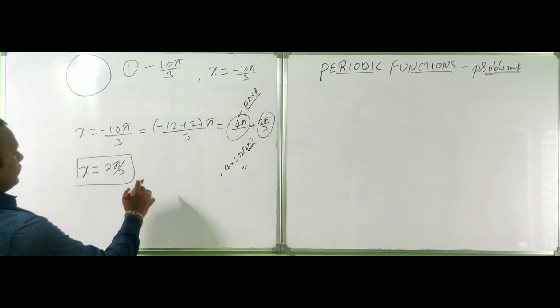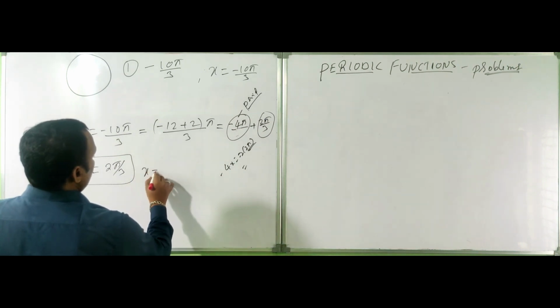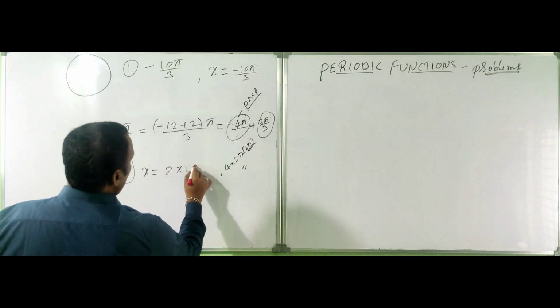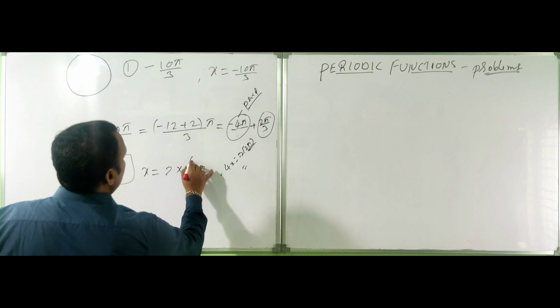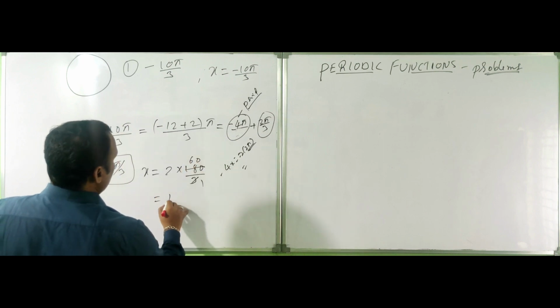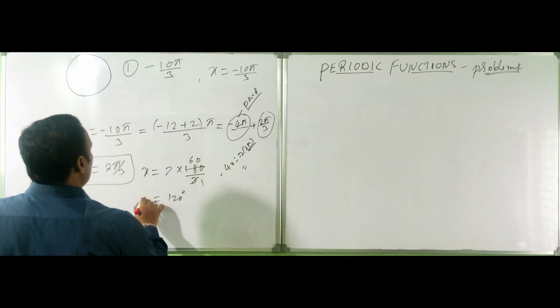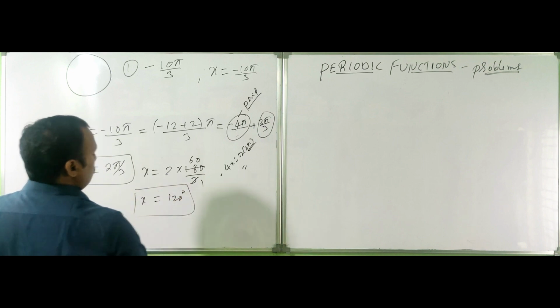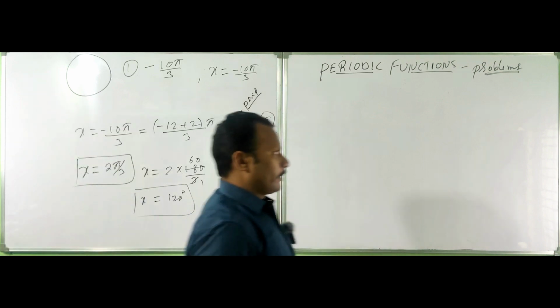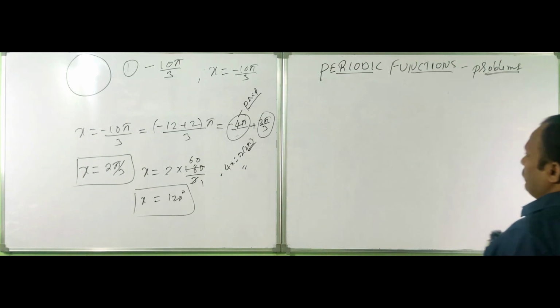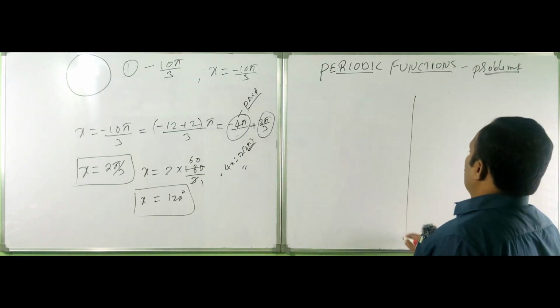So now the angle is 2 into 180 by 3, 3 ones are 360, so this becomes 120 degrees. Now which quadrant does it belong to?